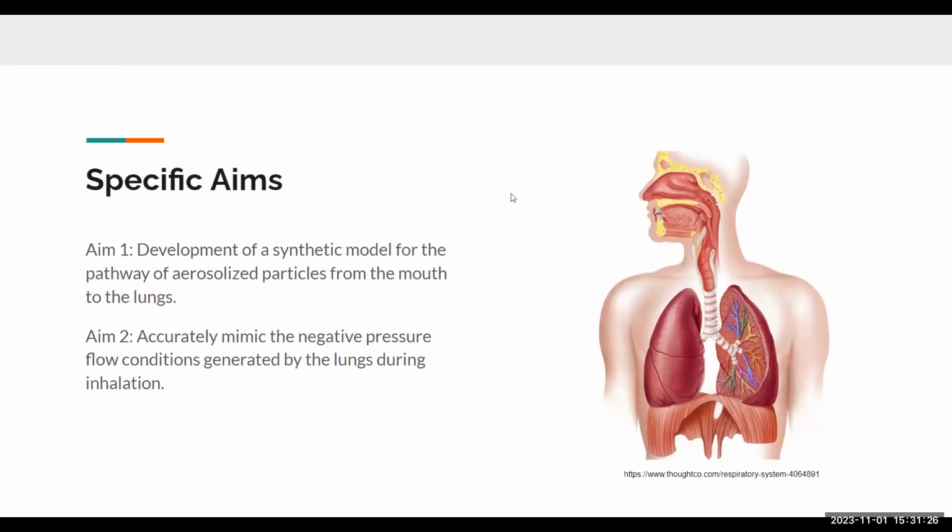All right, so with those gaps in mind, we developed two aims. The first of which is to develop that physical model for the pathway that the aerosolized particles will take from the mouth to the lungs. And the second aim would be to accurately mimic the negative pressure flow conditions that are generated by both regular lungs and diseased lungs during inhalation.